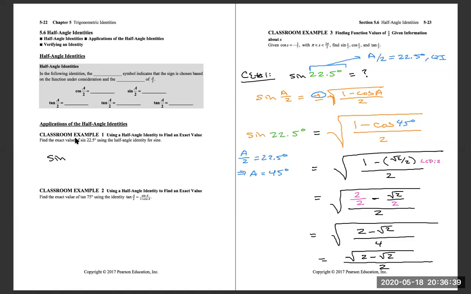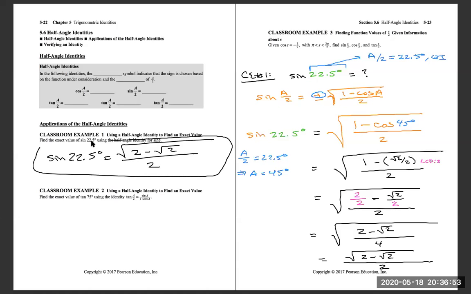All right, so wrapping this up, sine 22.5 degrees is equal to square root of 2 minus root 2, divided by 2. Okay, we save that. If you need to take a picture, I'm going to clear that out, go over classroom example 2, and then I'm going to get into chapter 6. All right, let me clear this out.